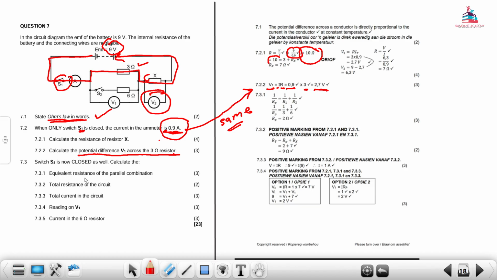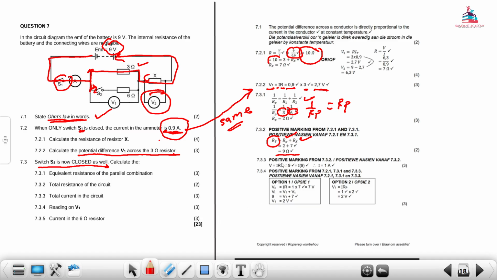Calculate the equivalent resistance of the parallel combination when switch S2 is closed as well. So now it means the current will go this direction, then it will also come this direction. So because it's a parallel circuit, we do know that 1 over RP is equals to 1 over R1 plus 1 over R2. 1 over RP is equals to 1 over 3, 3 ohm resistor and the 6 ohm resistor. Remember, after calculating, we are not looking for 1 over RP, but we are looking for RP. Then the total resistance of the circuit, R total, is going to be your R parallel plus your R series. So 2 plus 7 is going to be your 9 ohm resistor.